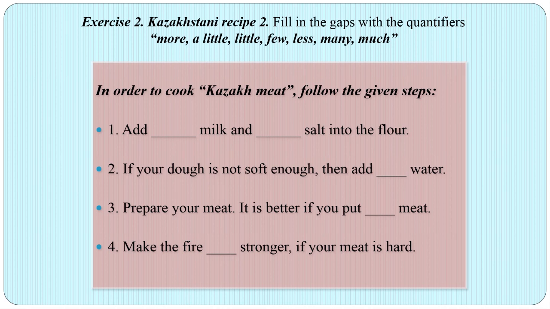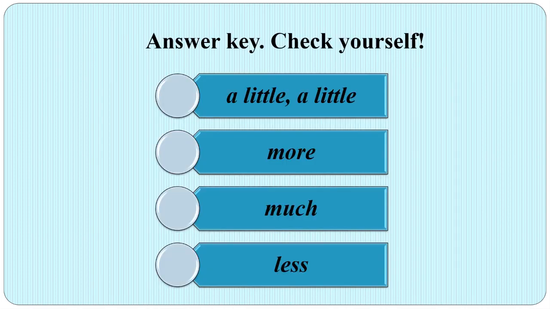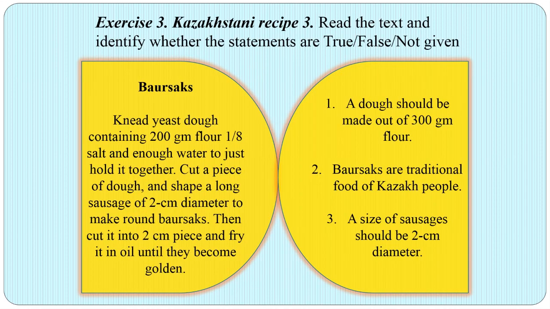Здесь вам нужно заполнить пробелы с помощью количественных показателей more, a little, few, less, many, much. Выполняя упражнение, обратите внимание на определение квантификаторов, которые были даны в начале урока. Check your answers, please. Проверьте свои ответы, пожалуйста. Well done. Отличная работа.